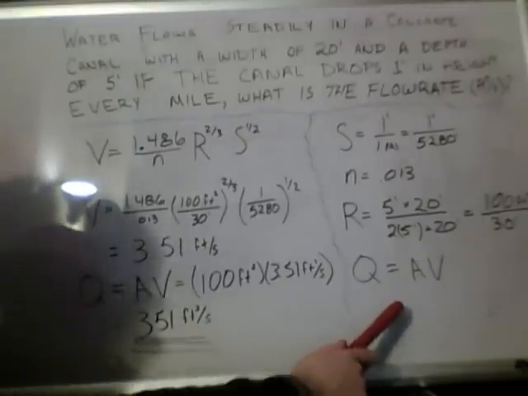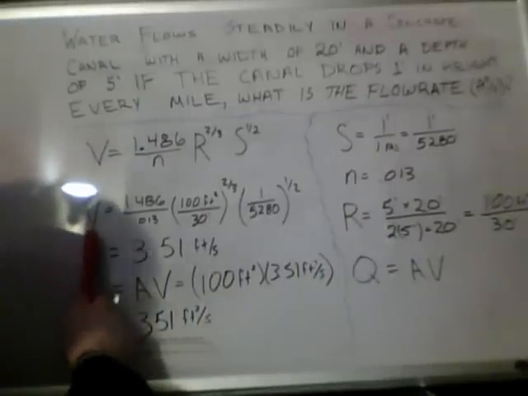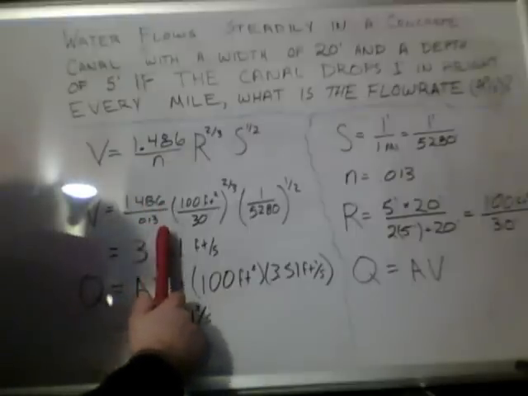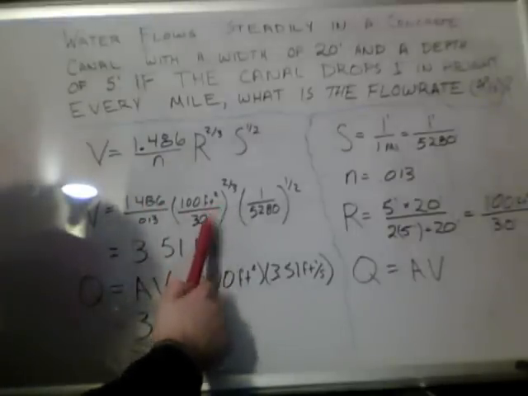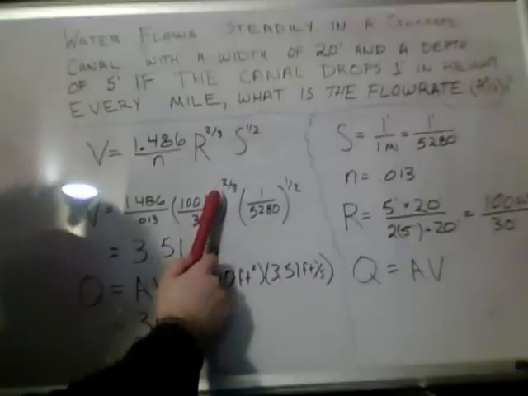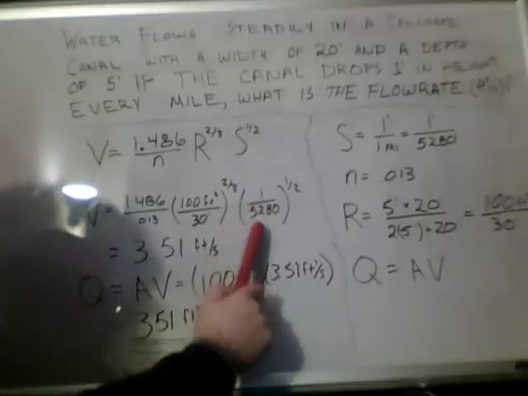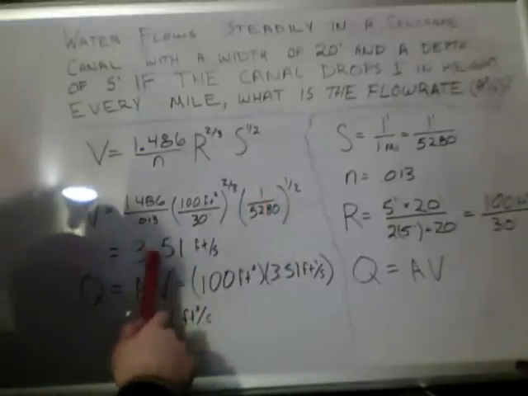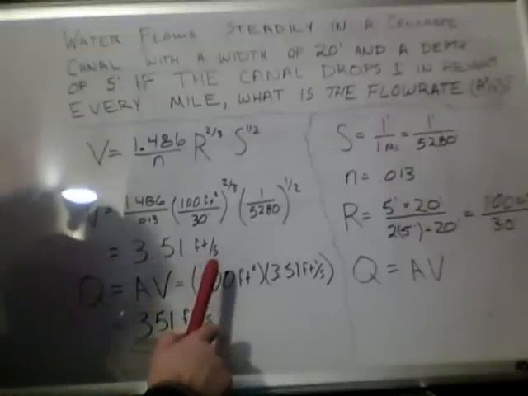So I've taken all of these values right here and plugged them back into our Manning's equation for velocity, and that gives us V is equal to 1.486 over 0.013 times our hydraulic radius of 100 feet squared over 30 feet raised to the 2/3 power, then times our slope of 1 foot per 5,280 feet, to the 1/2. And once you plug that all into your calculator, we end up getting a value of 3.51 feet per second. And now that's just the velocity of our water.